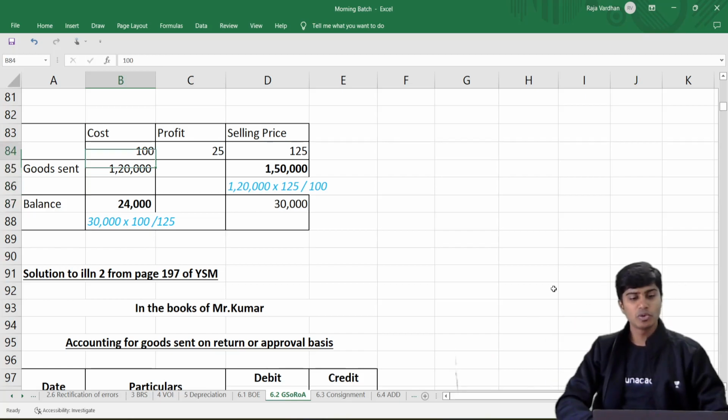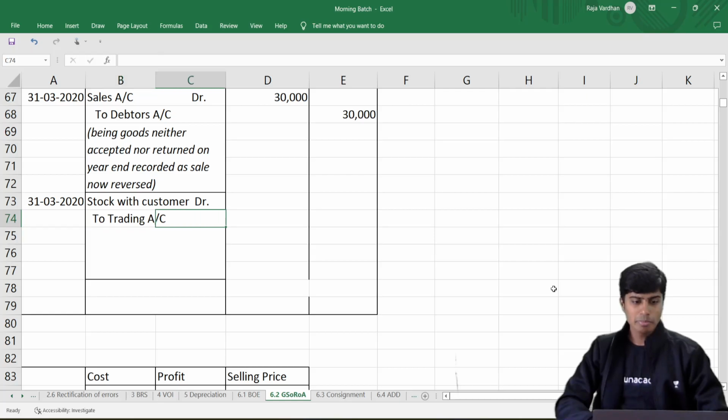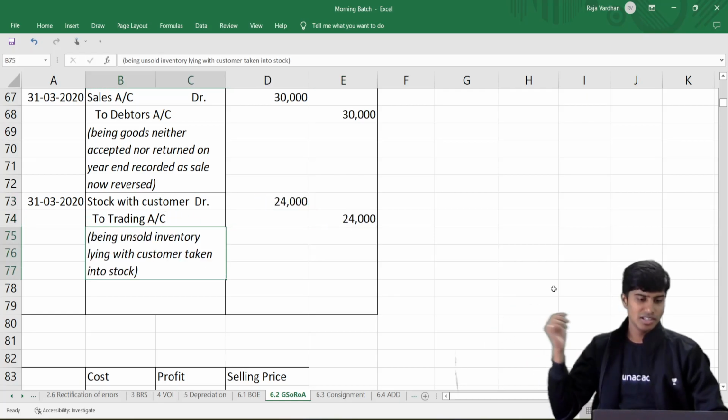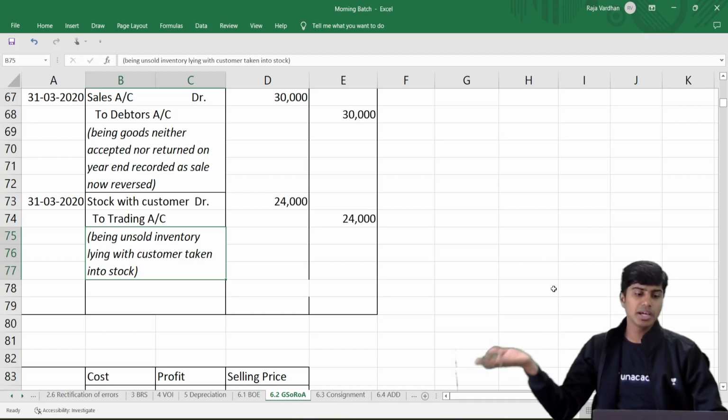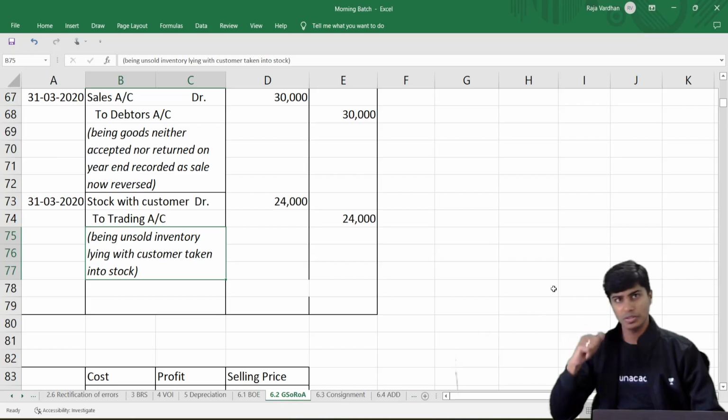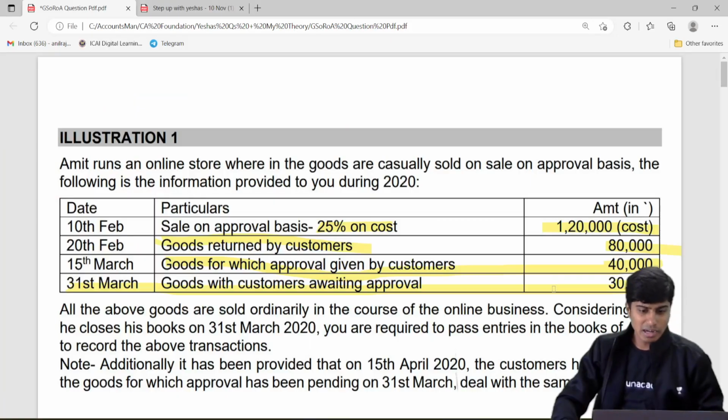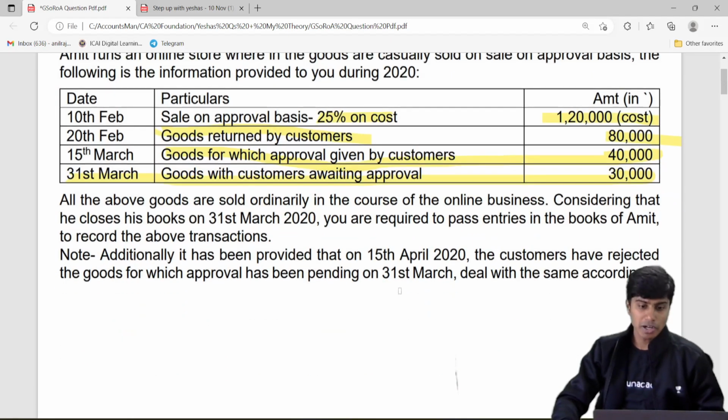Let's include this 24,000 into our stock by writing stock with customer to trading account. Ta-da! For which the entry is stock with customer to trading, being unsold inventory lying with customer brought into stock. And come to the important part of the last part of the question.